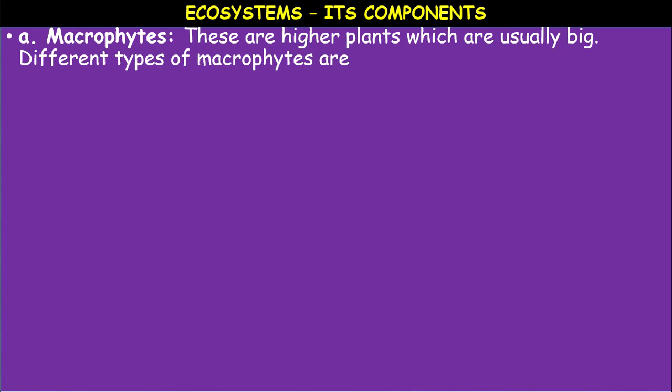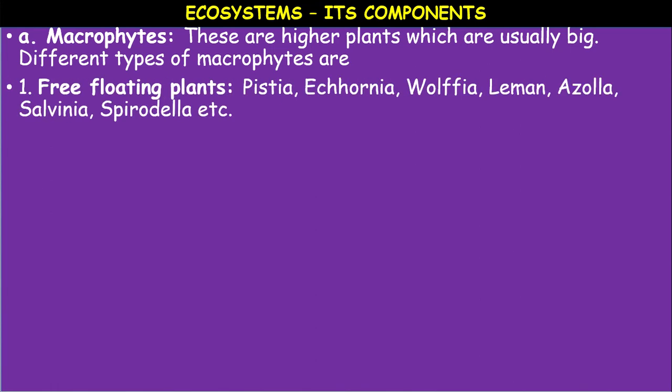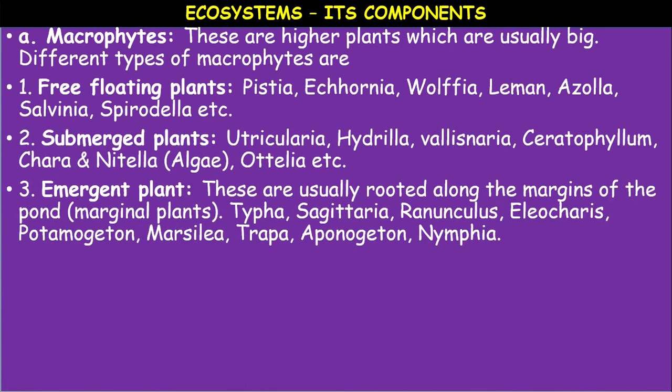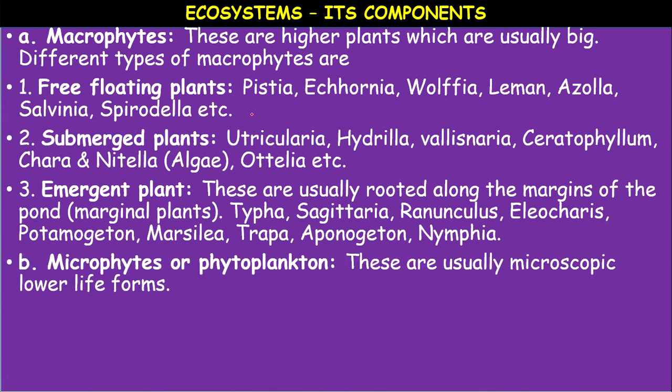So let us discuss macrophytes. What are macrophytes? Macrophytes are higher plants which are usually large in size, big in size. There are different types of macrophytes. Don't forget, we are discussing the pond ecosystem, not all ecosystems. The macrophytes in the pond ecosystem include free floating plants, submerged plants, and emergent plants. Okay. So first, free floating plants. Pistia, the plants which float on the surface of water.